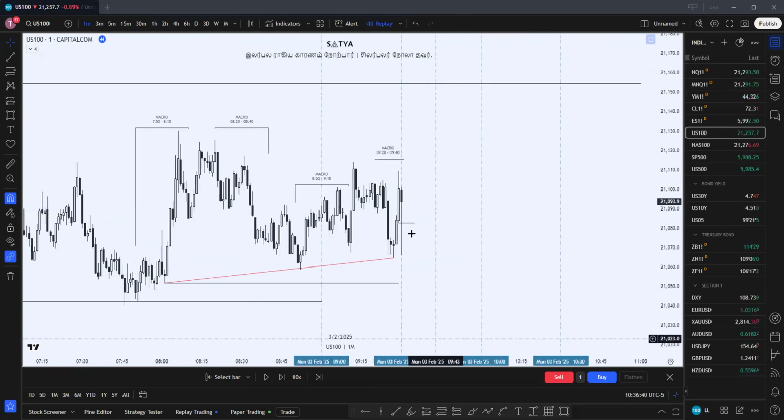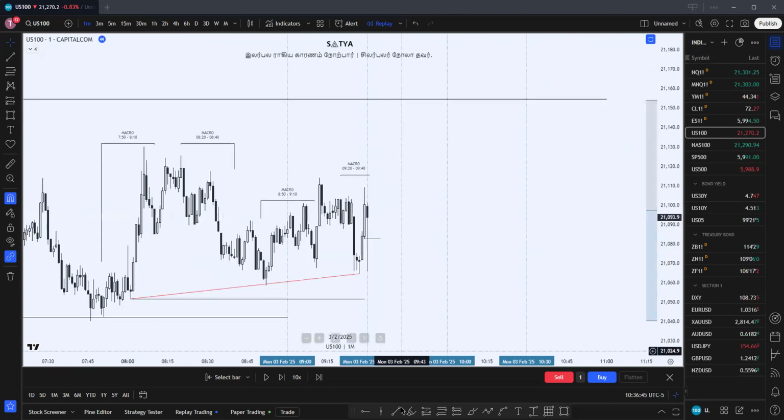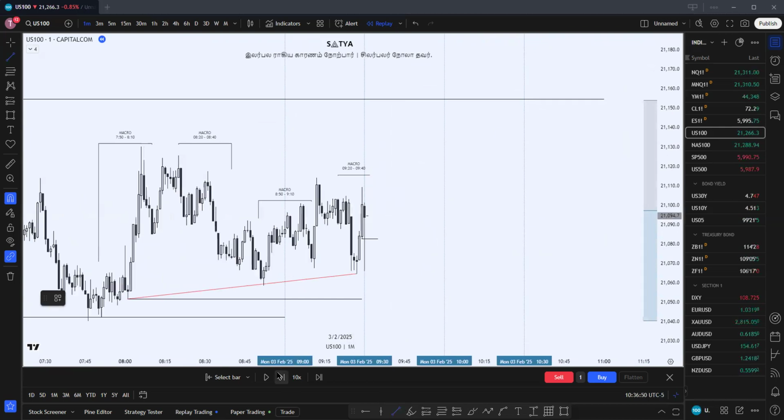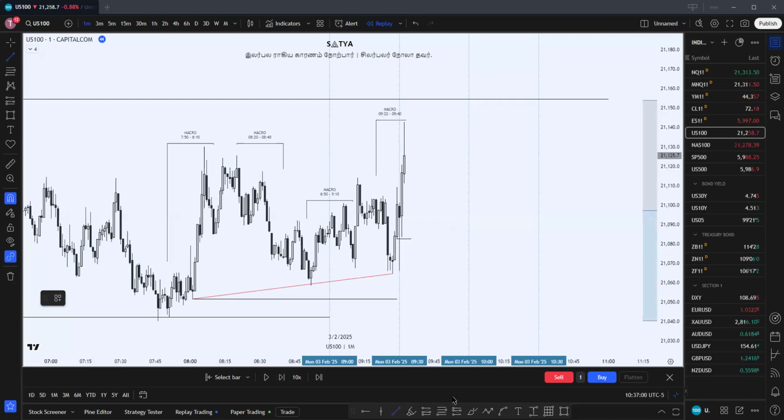See, even though there is a manipulation happens, I need a CSD or a FEG. I mostly wait for the first FEG to form. See, there is a CSD, but there is no proper RR for me to target this high. See, there is an FEG.